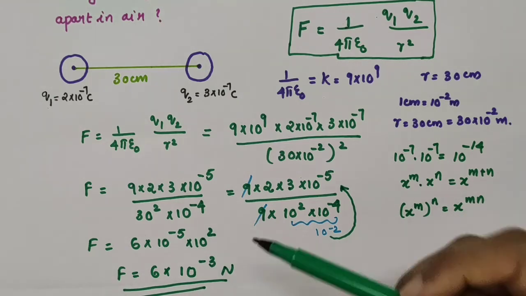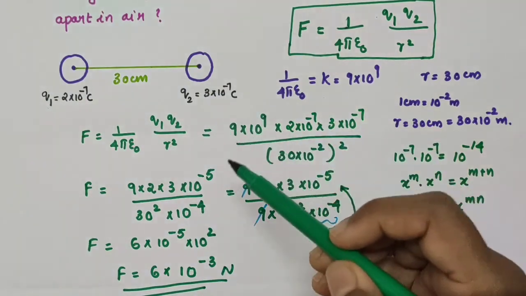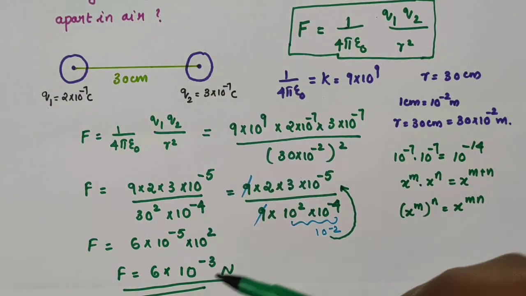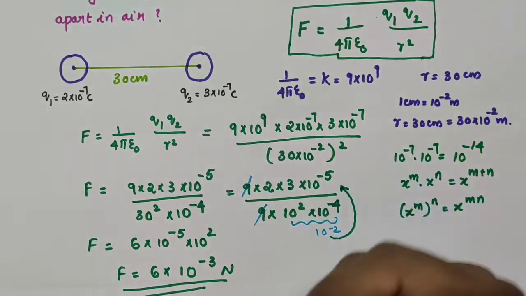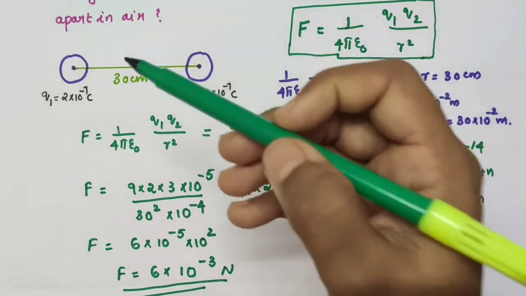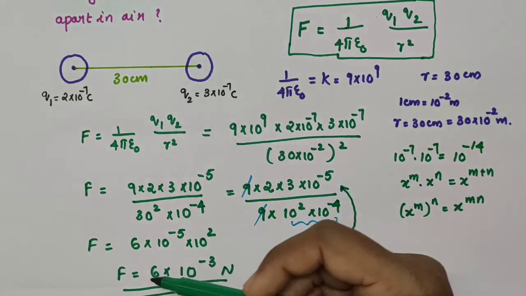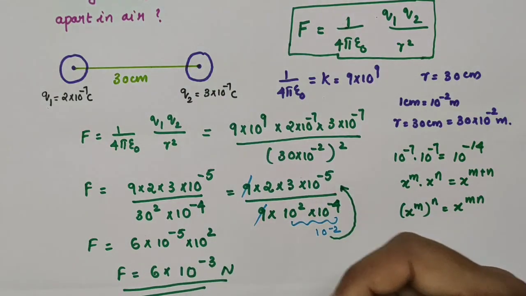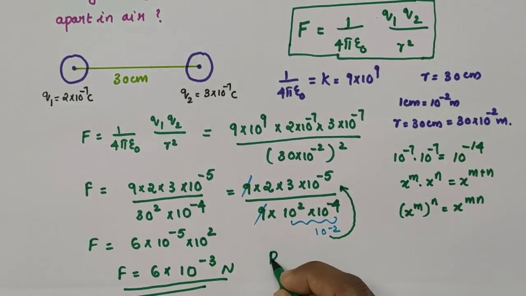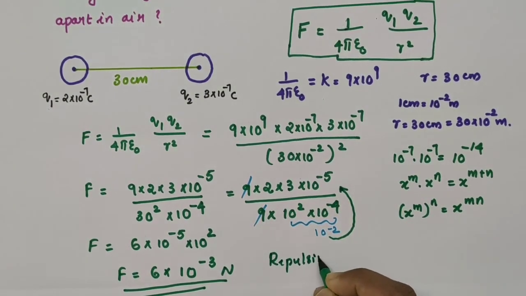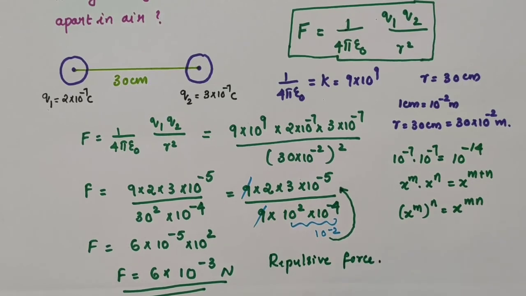Okay, now what will be the nature of the force between these two charged spheres? It will be a repulsive force because both are positive charges. Positive and positive, they repel each other. So the magnitude of the force between them is 6 into 10 raised to minus 3 Newton, and the nature of the force is a repulsive force.